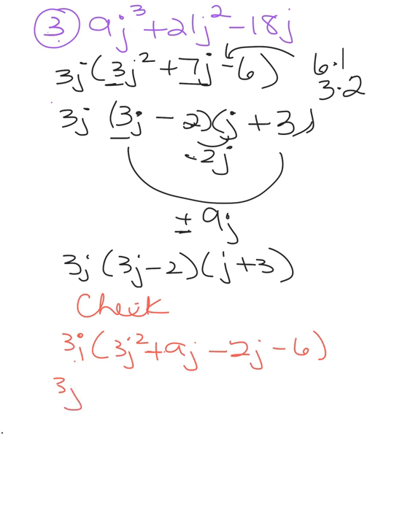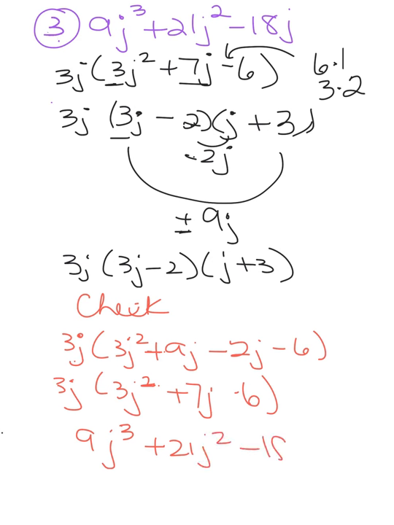Combine my like terms, and I have 3j squared plus 7j minus 6, and distribute that 3j, that's the last thing I need to do, and I'm left with 9j cubed plus 21j squared minus 18j, which is my original trinomial. So I know right here where I factored, I did it correctly.